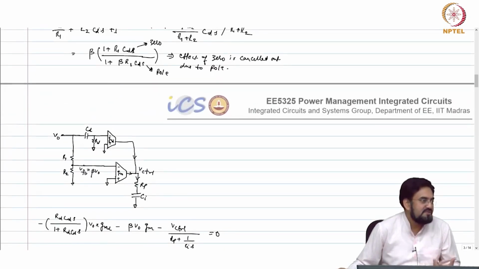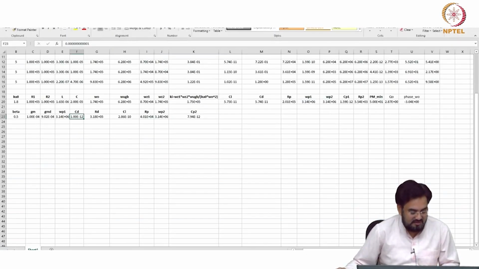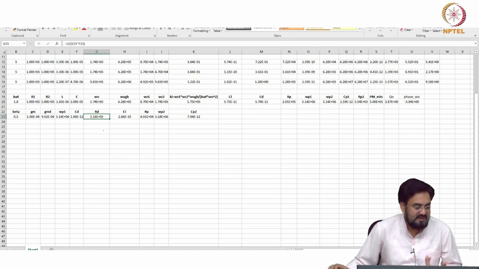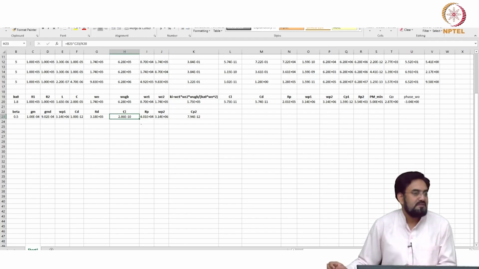Once I fix the value of RD, CD means nothing but this cap, and I want to use a very small cap. I don't want to bloat my area, so I am choosing 1 picofarad. 1 picofarad gives me 3.18 into 10 power 5, which is 318 kilo, that resistance. And then this is coming at 286 picofarad.